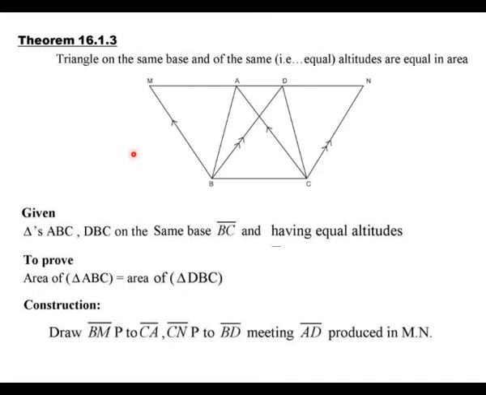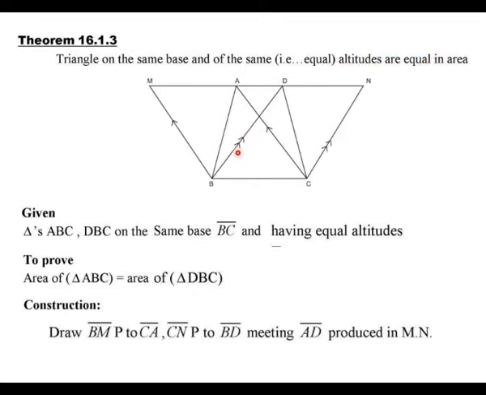In our previous video we did the first two theorems of chapter number 16 that were regarding areas of parallelograms. Now the rest of the two theorems of chapter 16 are about areas of triangles. So what is this theorem 16.1.3 saying? The statement is: triangles on the same base and of the same or equal altitudes are equal in area.